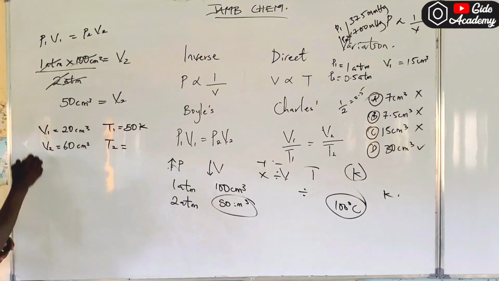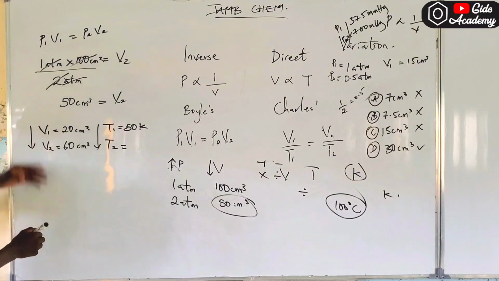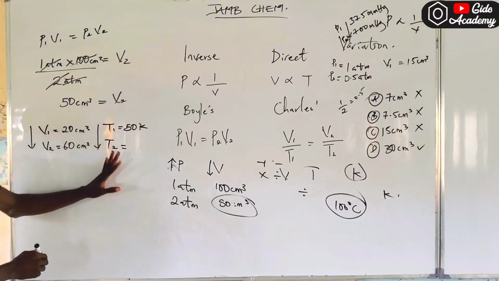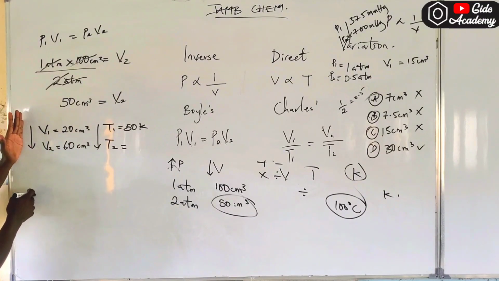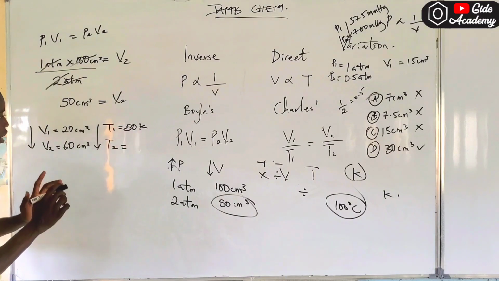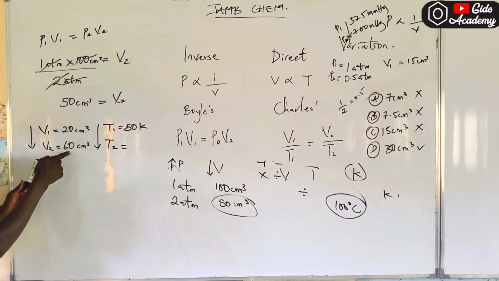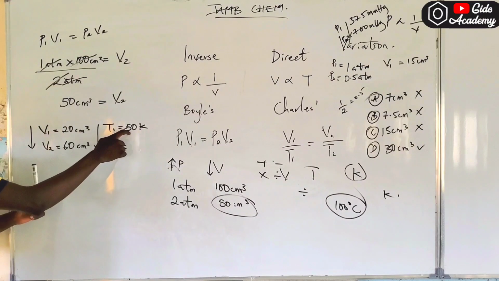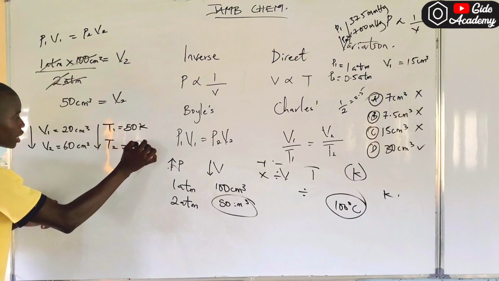Now, like what I said, this is a direct variation. So if one of them increases, the other one must increase. And if the volume decreases, the temperature must what? Must decrease. So if you look at this closely, the volume is increasing, then my temperature must also what? Increase. So if you look at the increment here, it is times 3. 20 times 3 will give us 60. So here will be 50 Kelvin times 3, which is going to give us 150 Kelvin.